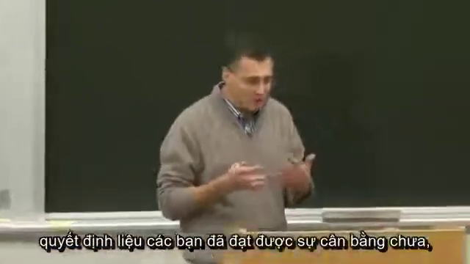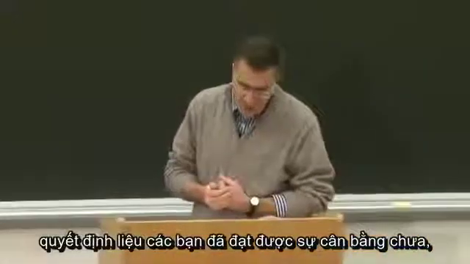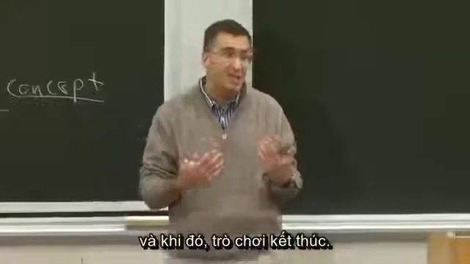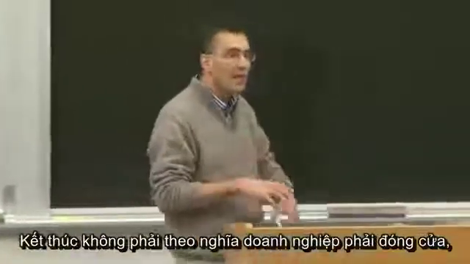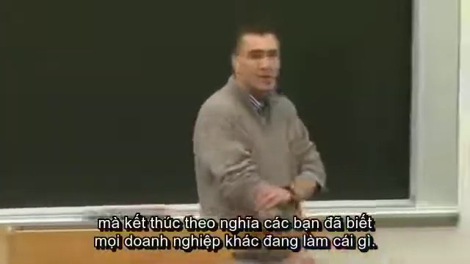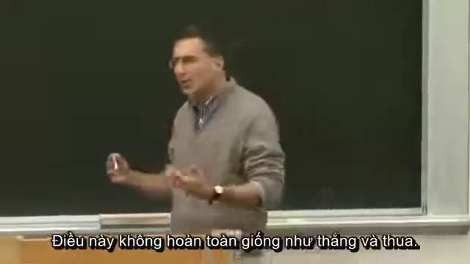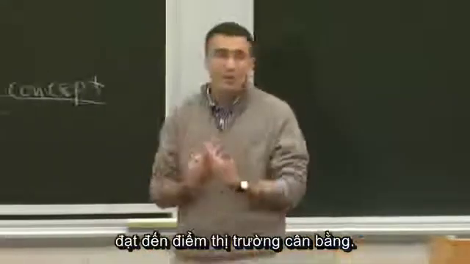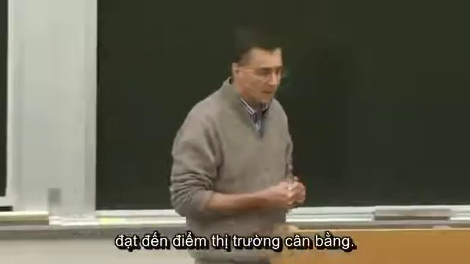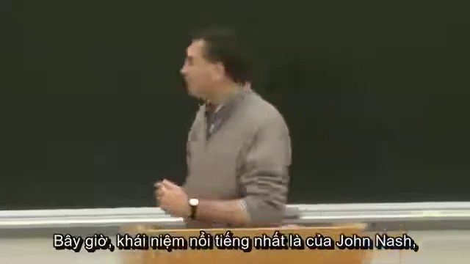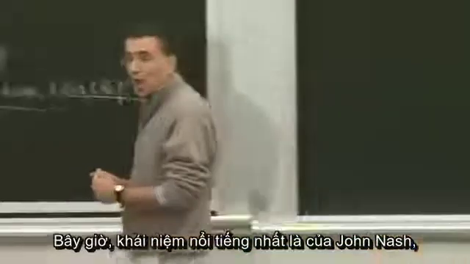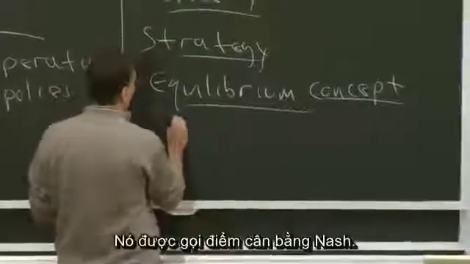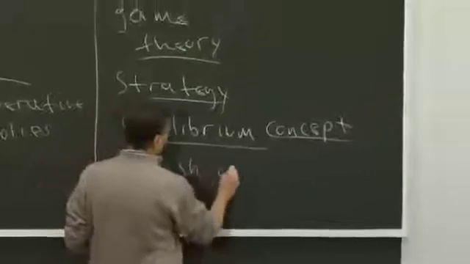What determines whether you've reached equilibrium, whether you've reached a point where the market is stable and therefore the game is ended. Not end in the sense the firm shuts down, but end in the sense that you know what everybody's doing. So it's not quite like winning or losing. It's more just what determines when that market is at equilibrium. Okay? Now, the most famous concept is due to John Nash, who many of you have heard of from the movie and book A Beautiful Mind, and that's called the Nash equilibrium.